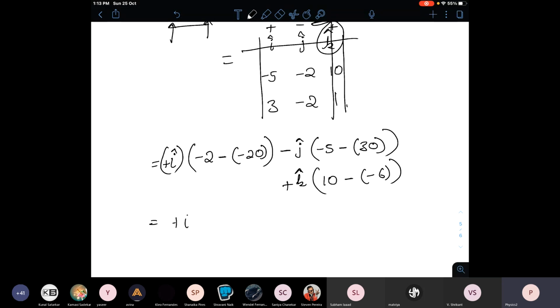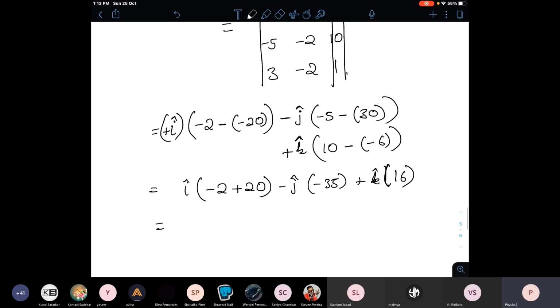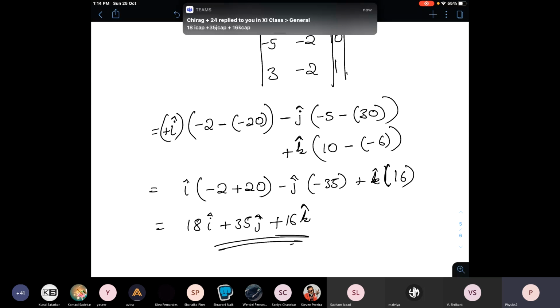Now just solve it. So plus i cap, minus 2 plus 20, minus j cap, minus 5 minus 30 is minus 35, plus k cap, 10 minus of minus 6 is 10 plus 6, that is 16. So what we have is 18 i cap plus 35 j cap plus 16 k cap. So this will be the final result.